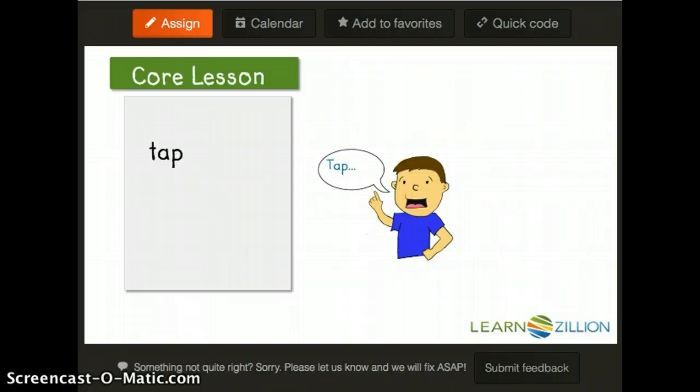Now let's look at some examples. Let's find that vowel, A. Is it followed by a consonant? Yeah, P, so it's closed. Let's try it with a short vowel sound. Tap. Does that make sense? It does. Here's another one. We have an E. It's followed by the consonant T, making it closed. Let's try it with a short vowel sound. Fret. Yep, that's a word we know.